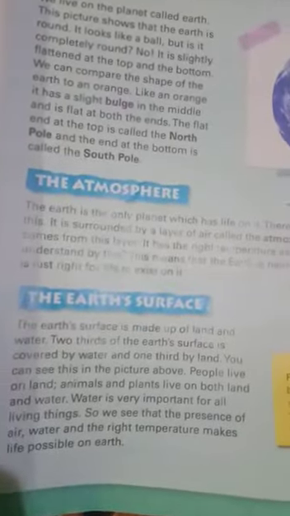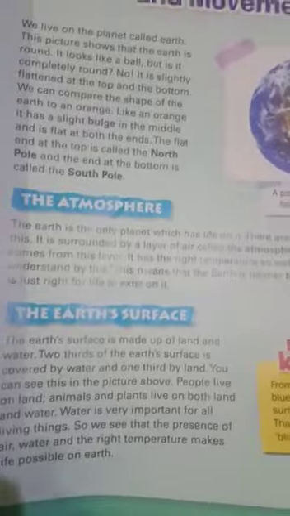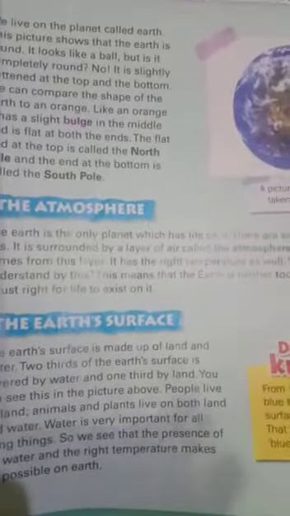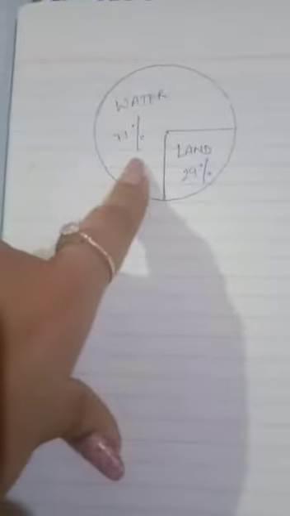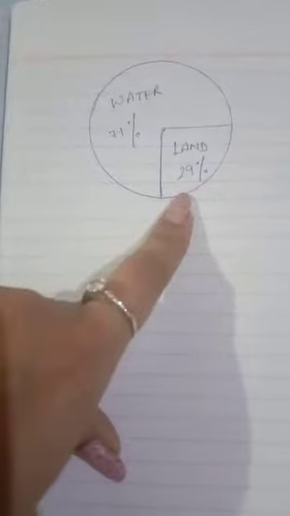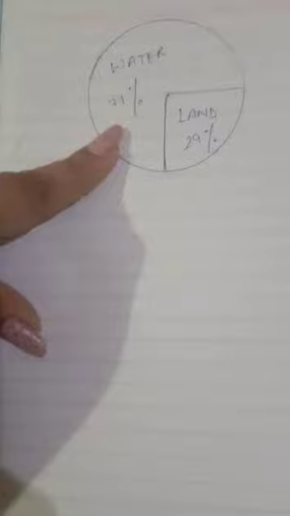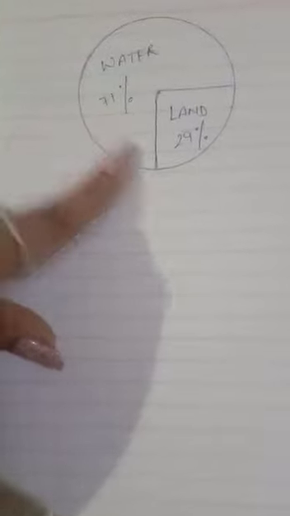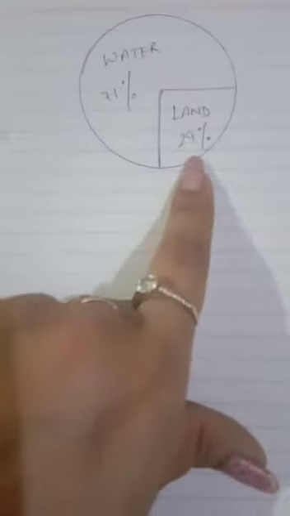Now the third topic is the Earth's surface. Earth's surface is made up of land and water. 2/3 of the Earth's surface is covered with water. 1/3 of the Earth's surface is covered with land. Means a total of 71% of the Earth is covered with water, whereas 29% of the Earth is covered with land. You can see this picture above.